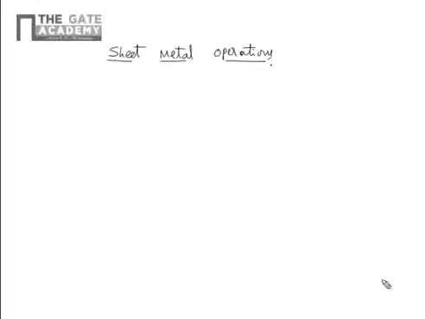Sheet metal operations are operations performed on thin sheets to get the required shape of the component. This is a very important chapter. Definitely 4 marks, 2 marks questions, sometimes 4 marks, 5 marks also you will get. Linked answer questions they frequently ask.